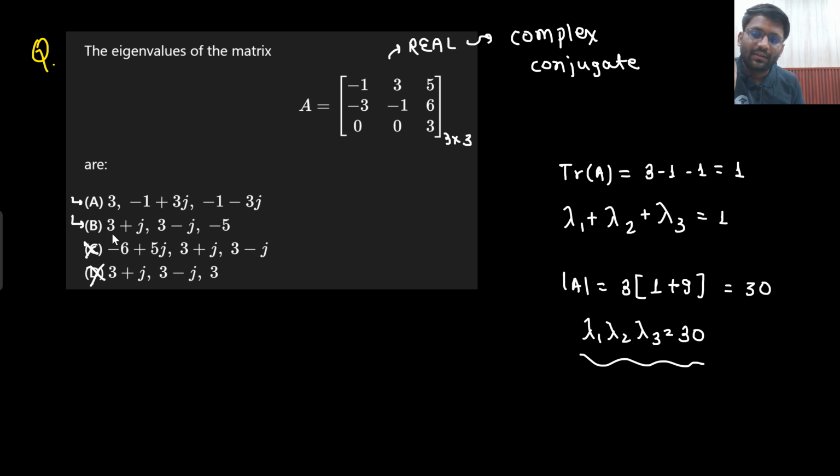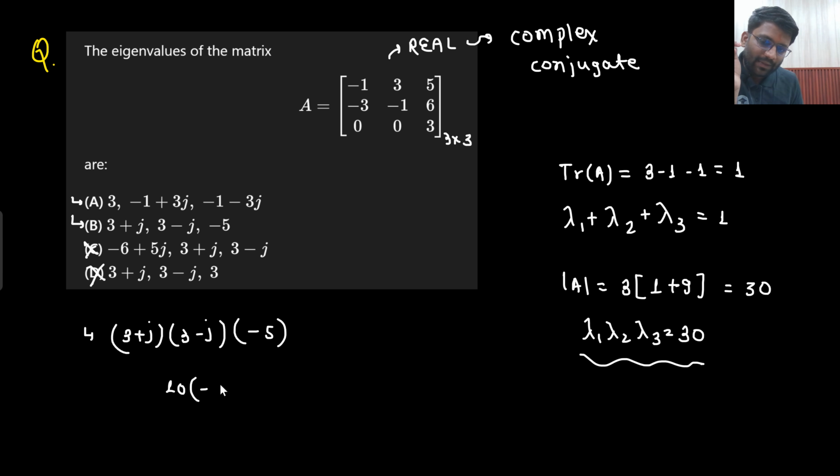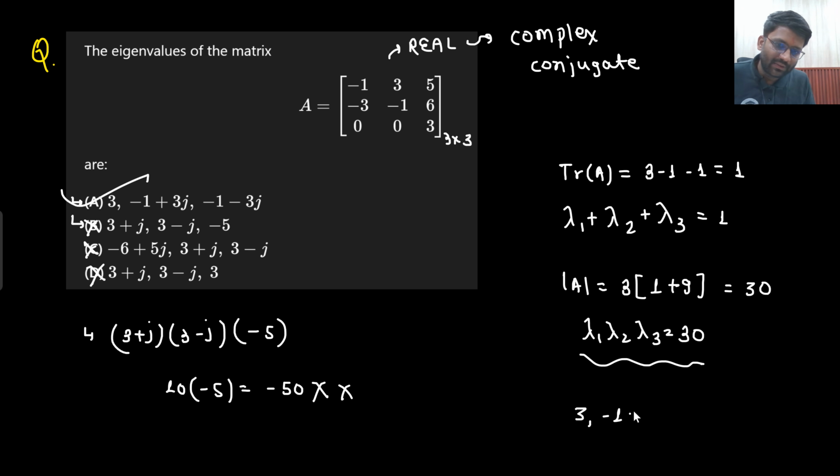What about the other? 3 plus j, multiplied with 3 minus j, multiplied with -5. I can directly see that the multiplication would come out negative. Why is that so? Because this will be a square plus b square. So 3 square will be 9, 1 square will be 1. So 9 plus 1, 10. Multiply with -5. So the value is coming out to be -50, which is wrong. That means option B is also wrong. So what is the correct answer? Option A. So what are the eigenvalues? 3, -1 plus 3j, and -1 minus 3j.